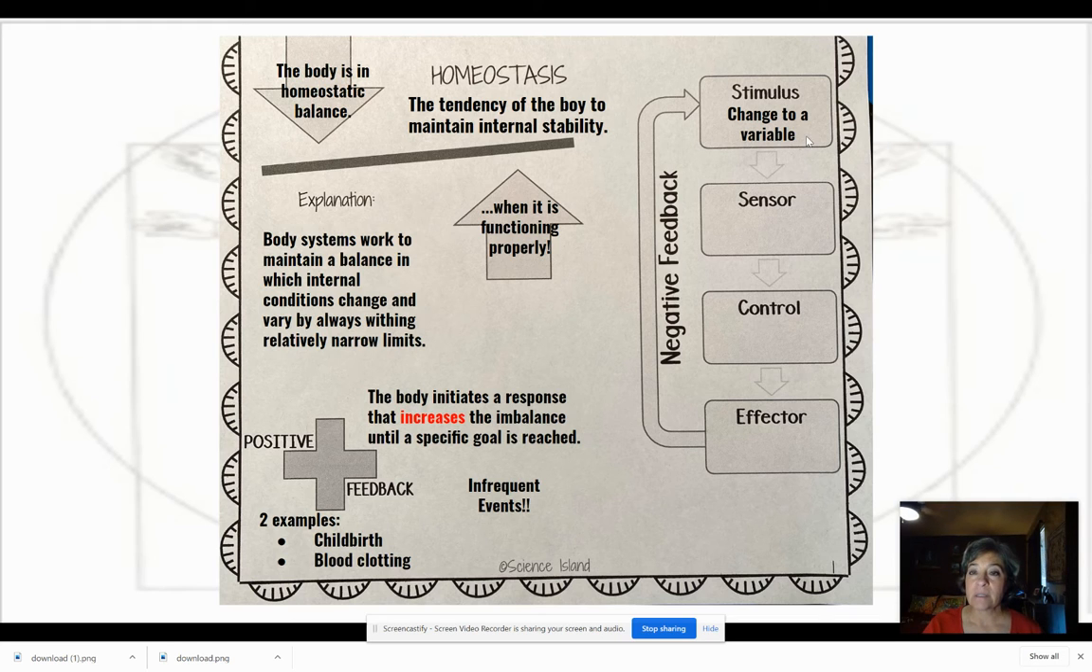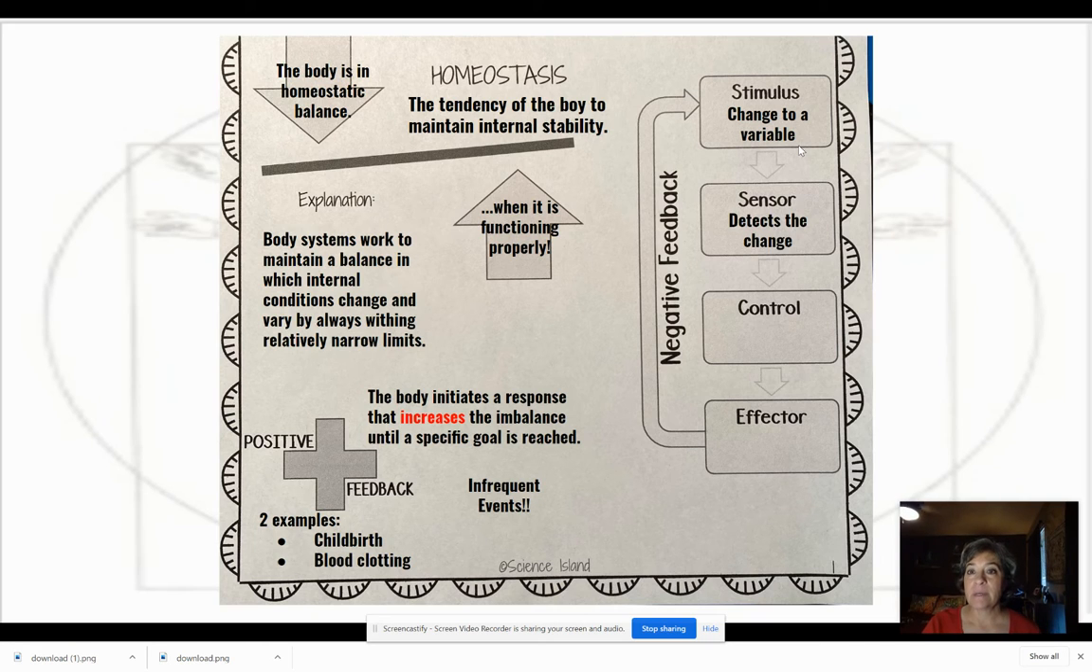So first you have a stimulus. A stimulus is a change to a variable. A variable is any part of the situation. So let's say we're going to talk about your body temperature. That's the example I'm going to provide to you. So the variable is body temperature. Let's say there's a change to that. That's what the stimulus is.